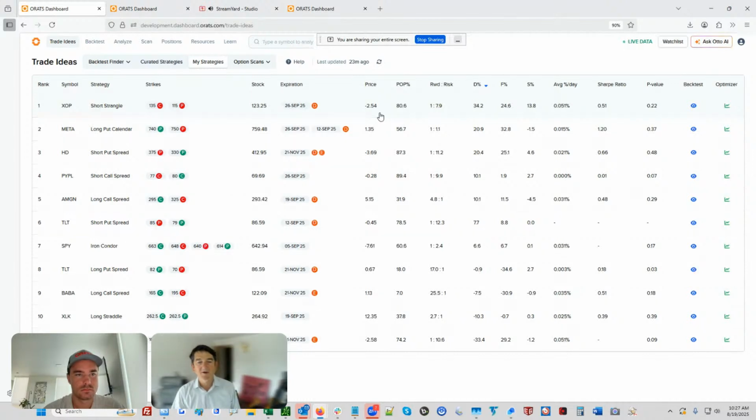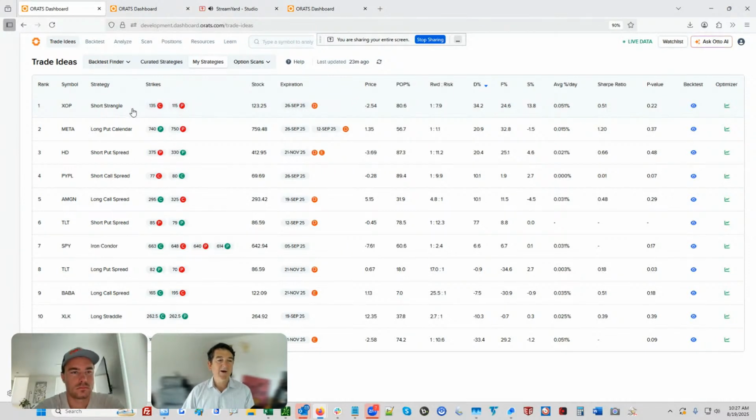How is this type of strategy looking? Now this is a short strangle. I never trade short naked anything. What I do with a short strangle is buy a very wide long strangle against it, so I'm protected on units, but that happens to be the best one right now.